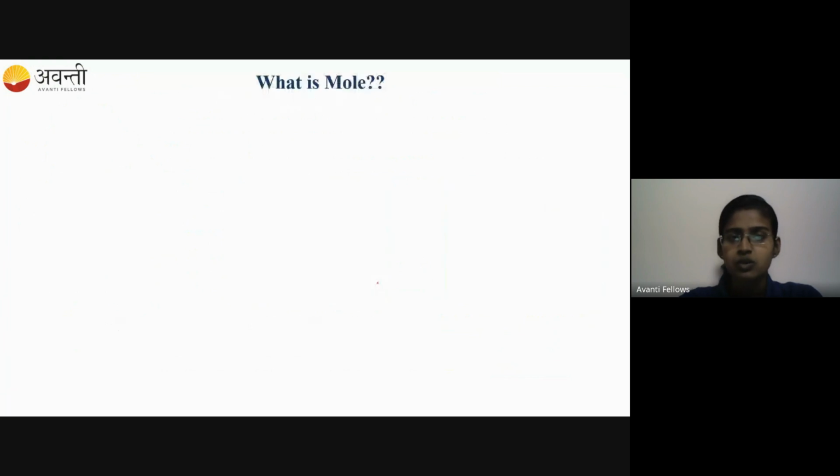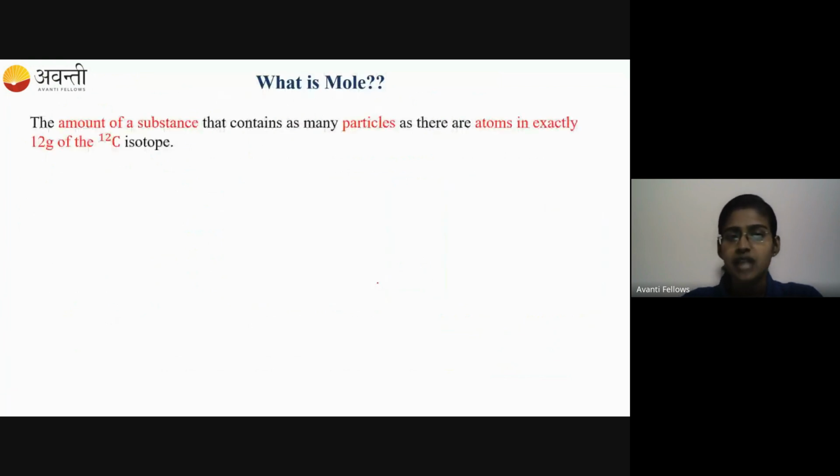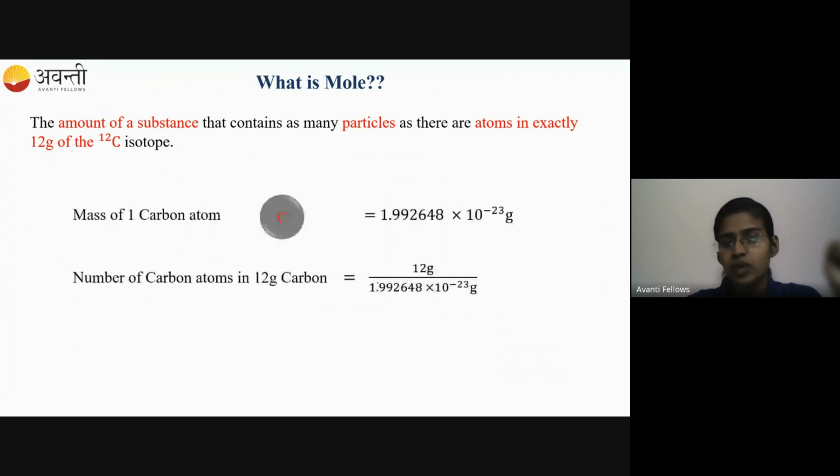Now we will discuss more on this mole. What is the definition for this mole? The amount of a substance that contains as many particles as there are atoms in exactly 12 gram of the carbon-12 isotope is called 1 mole. So the number of carbon atoms present in 12 gram of the carbon-12 isotope is nothing but 1 mole. What is the mass of one carbon atom? Any idea? The mass of one carbon atom is 1.992648 into 10 power minus 23 grams. See, it is very small, right? Such a very small value.